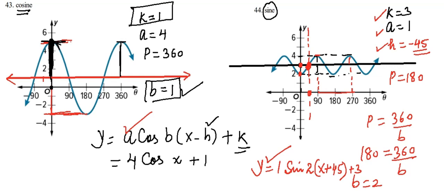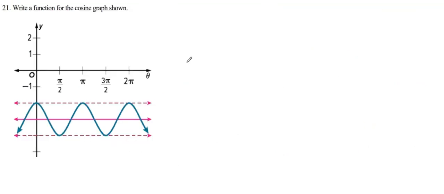Now let me discuss question number 21 and 22, the last two questions. 21 is here, so you can see 21. We need to write the cosine. This is a graph of cosine. The cosine graph always starts from the y-axis, maybe like this, or maybe it is starting like this. This depends upon the question.